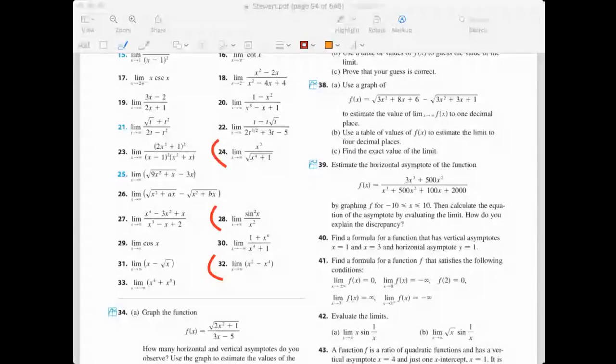All right, great. What about 28? Anybody try 28? 28, let me give you a hint. Use substitution, right? Because x approaches infinity, think about 1 over x. That means 1 over x approaches 0. Right?